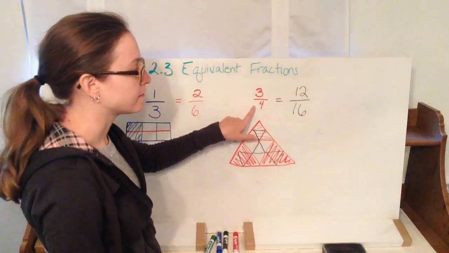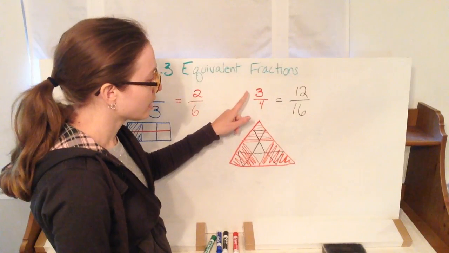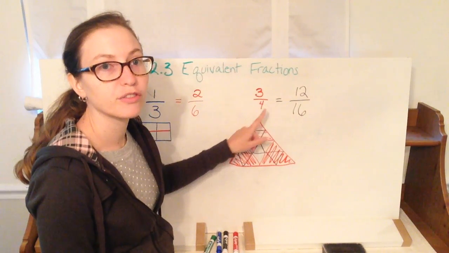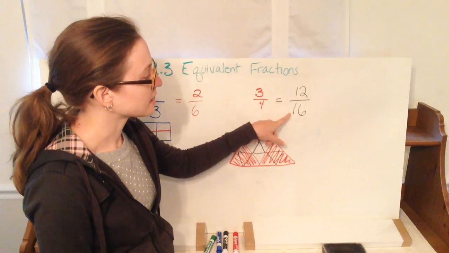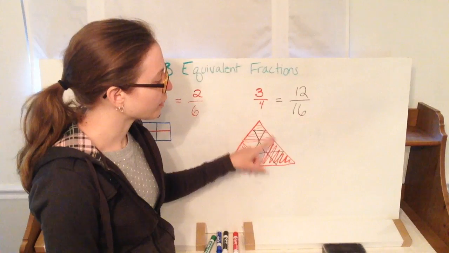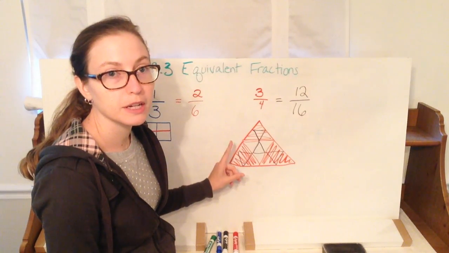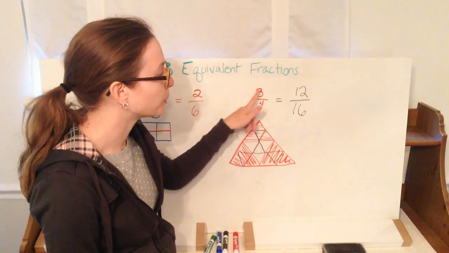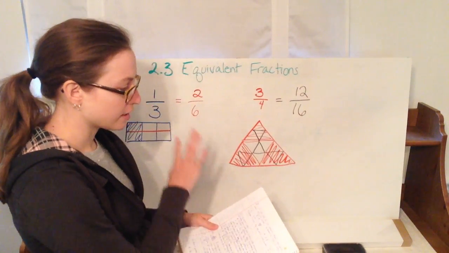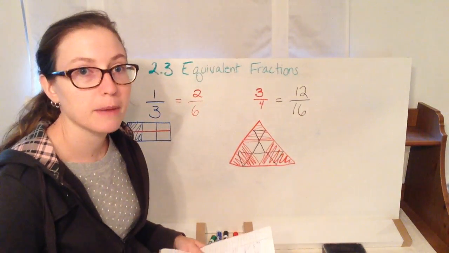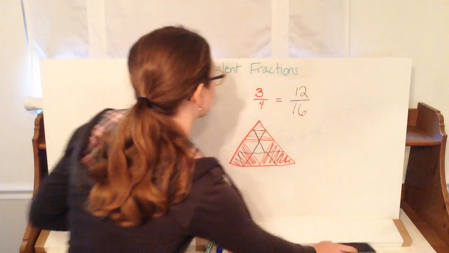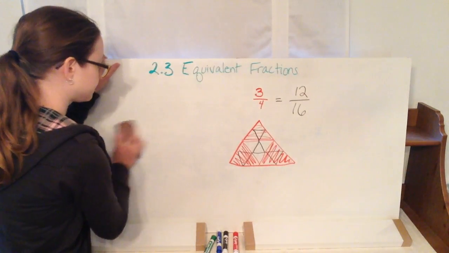We started with 3/4. I had to split each of the quarters into 4 more pieces, so 4 times 4 is the 16, and then each of the 3 pieces that were shaded were split into 4 as well, so 3 times 4 is 12. I'm going to do one more example showing you this way, and then we'll do it purely mathematically using multiplication instead. Okay?